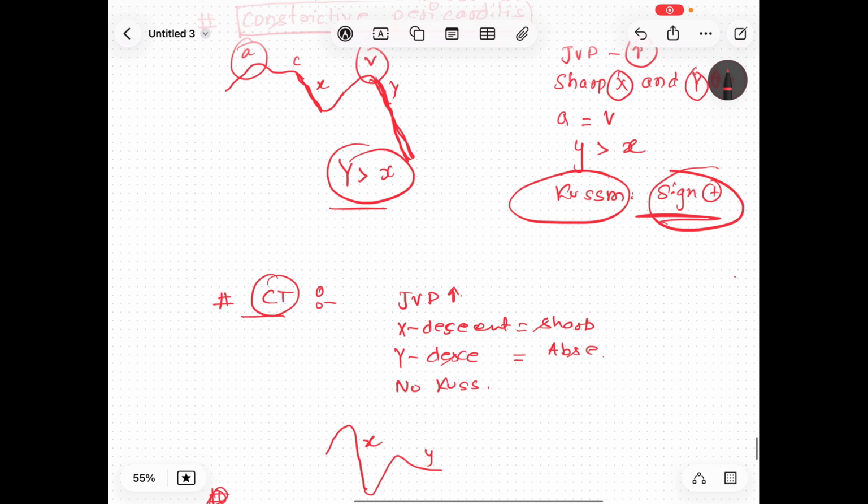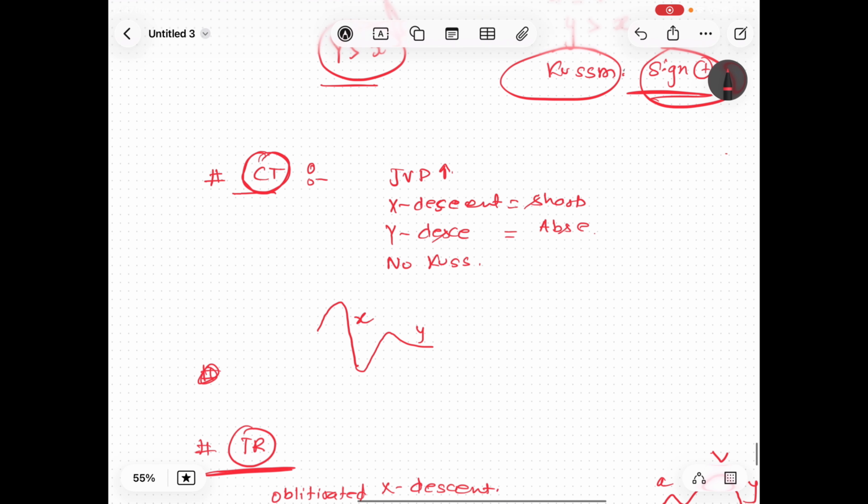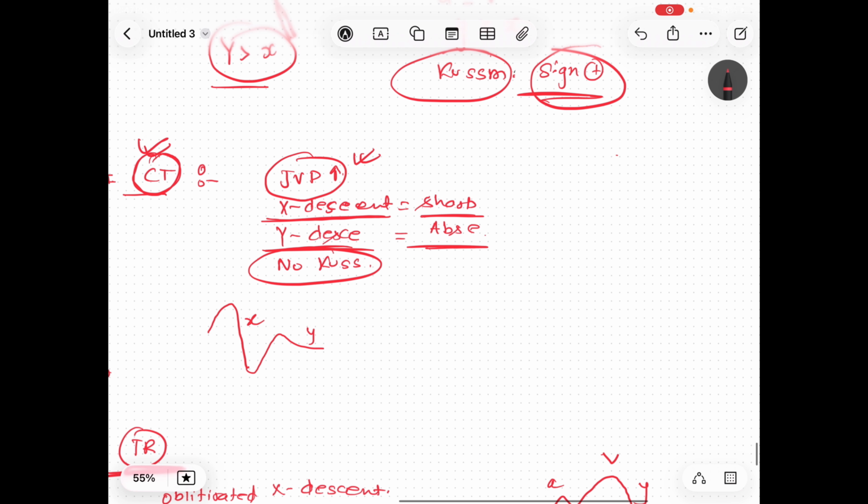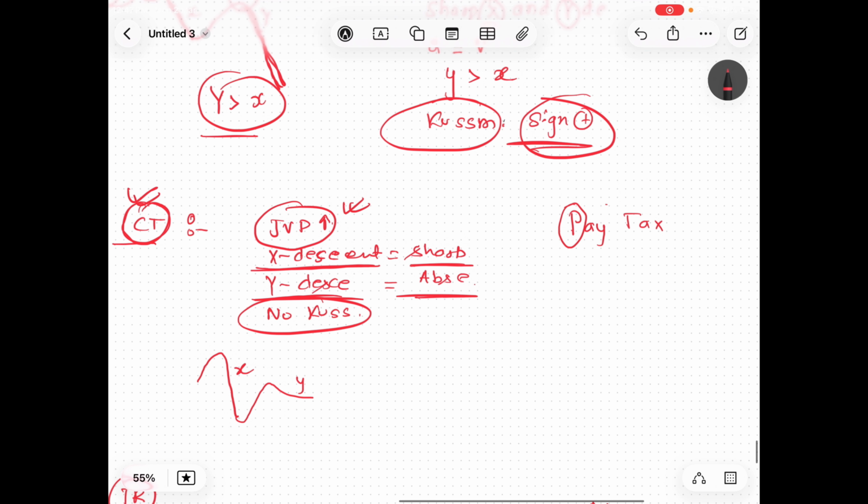Second is cardiac tamponade. JVP is elevated. X descent is sharp, and Y descent is absent. There is no Kussmaul sign. You can remember this with a mnemonic: PAY TAX. In constrictive pericarditis, Y descent is prominent. Actually, both X and Y descent are prominent, but Y is more prominent. In tamponade, X descent is prominent, while Y descent is absent. PAY TAX is the mnemonic.